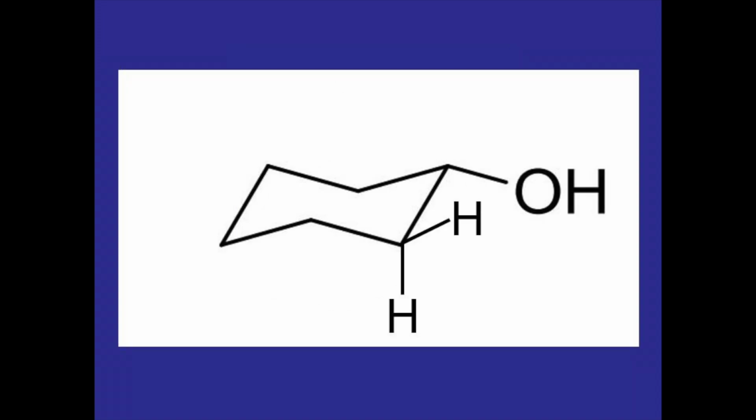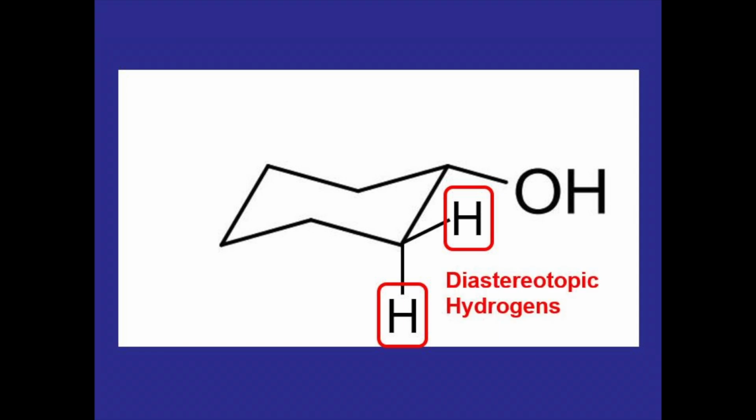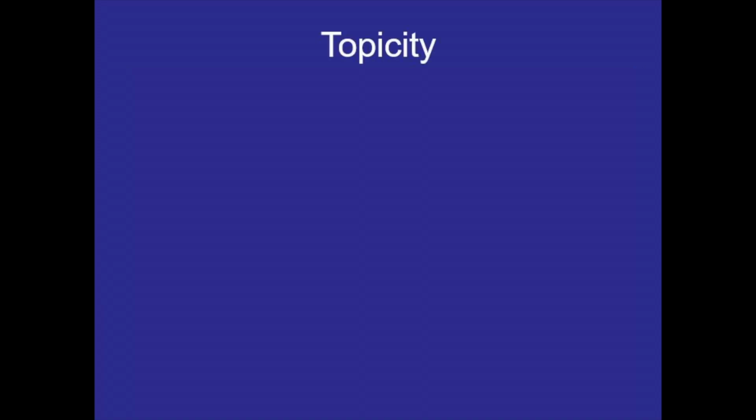We can also look at this compound in the chair conformation and see the same thing, that these two hydrogens are not in the same chemical environment and therefore would not be equivalent, so we call them diastereotopic hydrogens. Now, before further analyzing any other hydrogens, I wanted to go over some topicity terms that will be useful while going over this. I'll start with diastereotopic hydrogens since that's already come up.